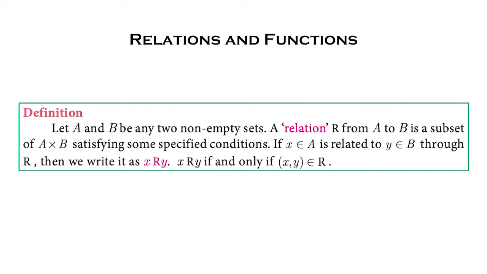Hi all, this video is a continuation of relations. First let us see the definition for relation. Let A and B be any two non-empty sets. A relation R from A to B is a subset of A cross B satisfying some specified conditions. If x belonging to A is related to y belonging to B through R, then we write it as x related to y, that is x R y, if and only if (x, y) belongs to R.